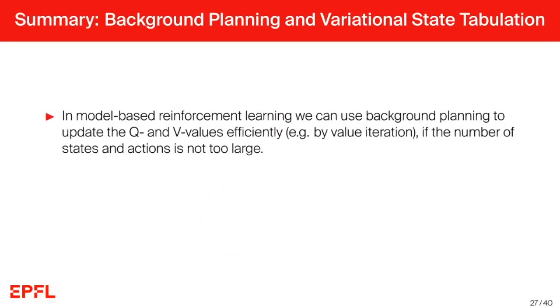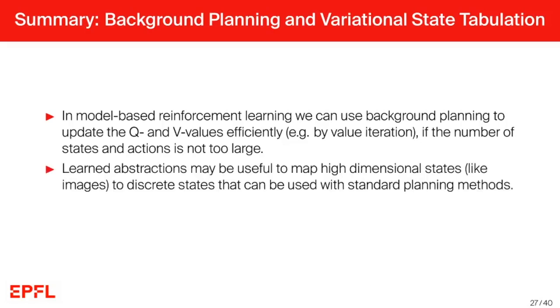To summarize this part, in model-based reinforcement learning, we can use background planning to update the Q and V values efficiently, for example by value iteration, if the number of states and actions is not too large. Now in the context of deep reinforcement learning, where we have, for example, high-dimensional inputs like images, it may be useful to use learned abstractions that map high-dimensional states like images to discrete states that can then be used with the standard tabular planning methods that we know.